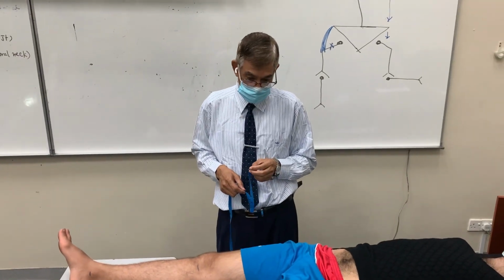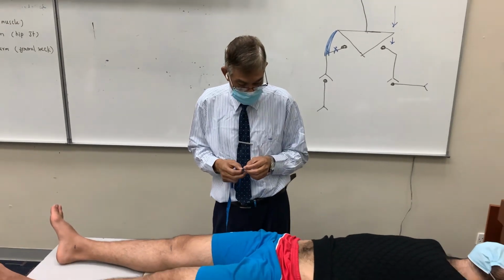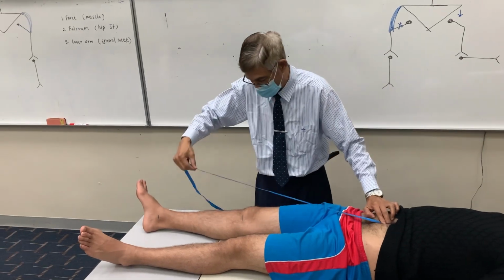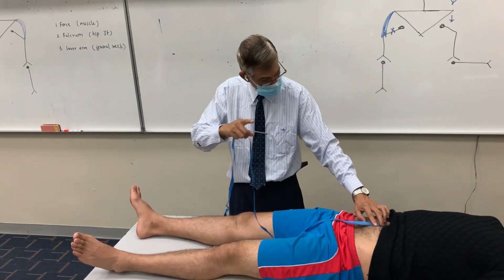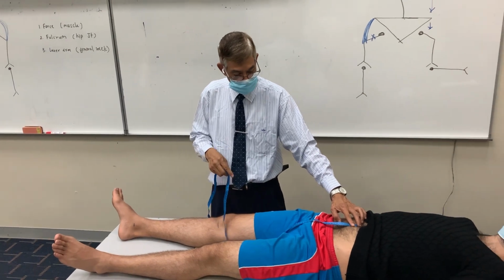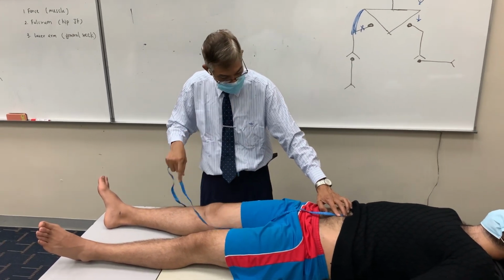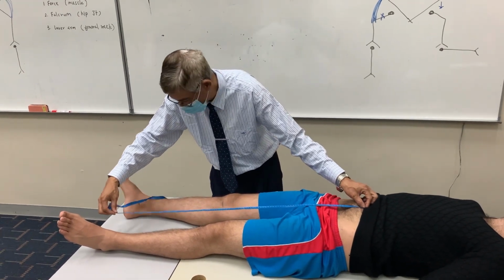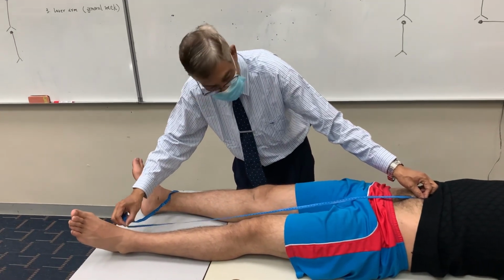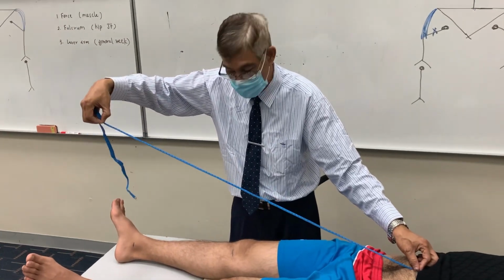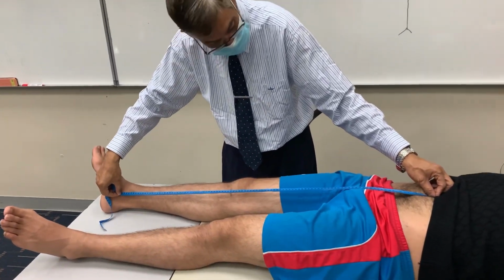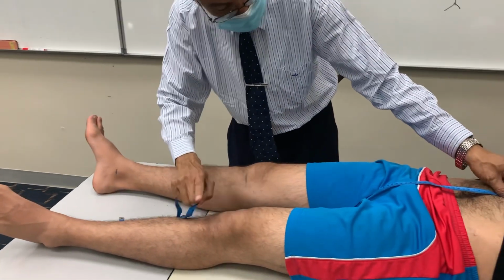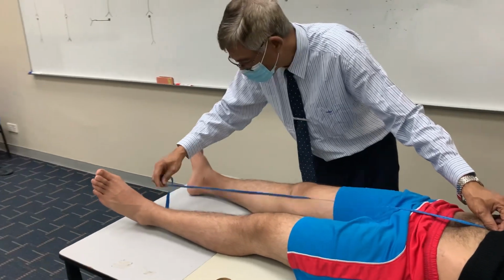Firstly, you have to do the apparent length. Apparent length is from the umbilicus to the medial malleolus. You don't need to change the patient position; you leave it as it is. The measurement must be in centimeters. For example, the disease side is the left side.